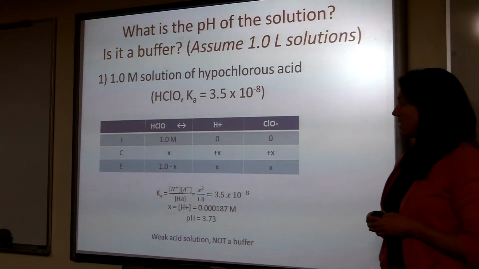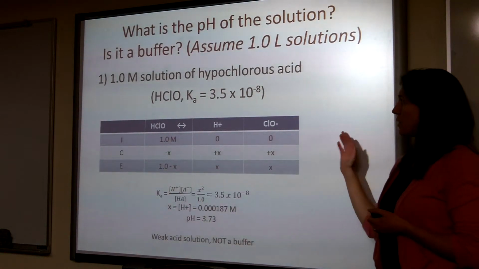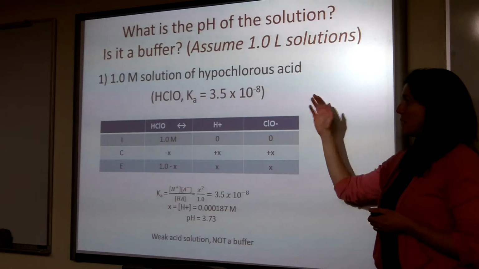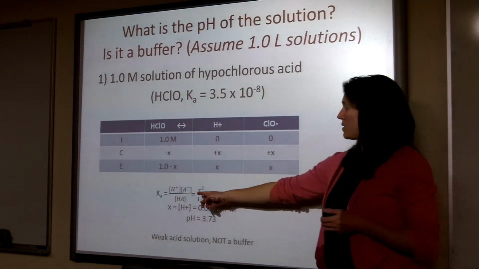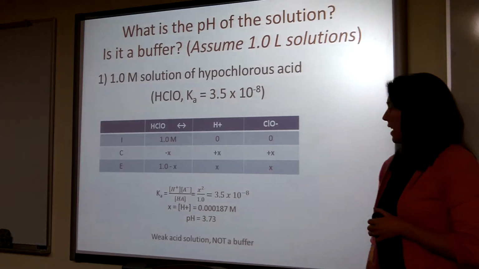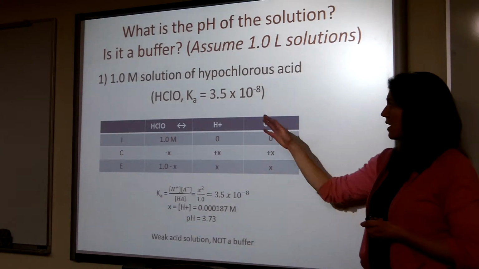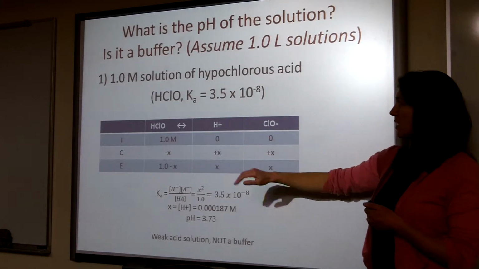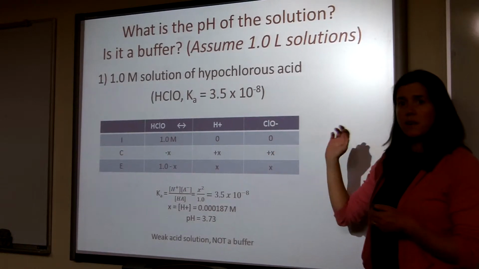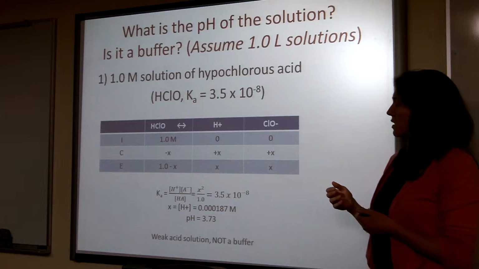The answer is, since this is simply a solution of a weak acid, you should be setting up an ICE chart, and you're going to write out the Ka expression, and you're going to solve for the pH that way. So you're going to say, okay, what happens when weak acid is in water? It's going to dissociate a little bit, so you're going to write out that equilibrium reaction that occurs.